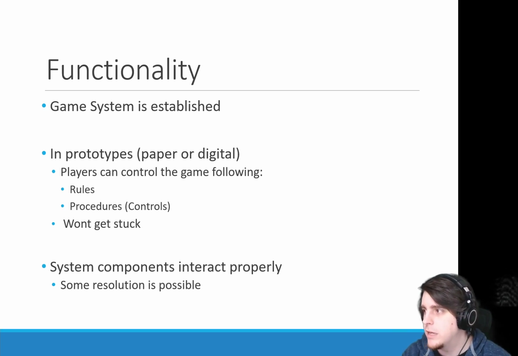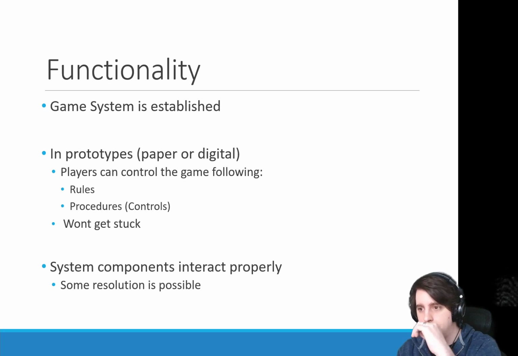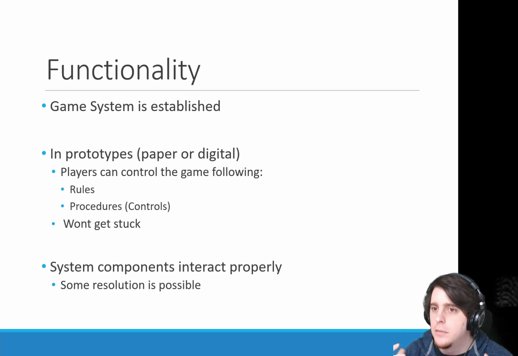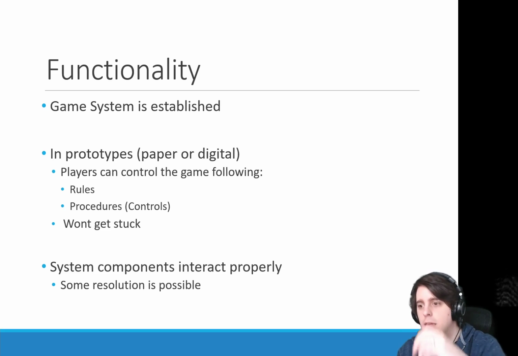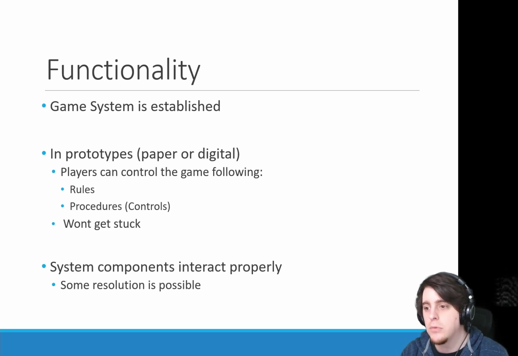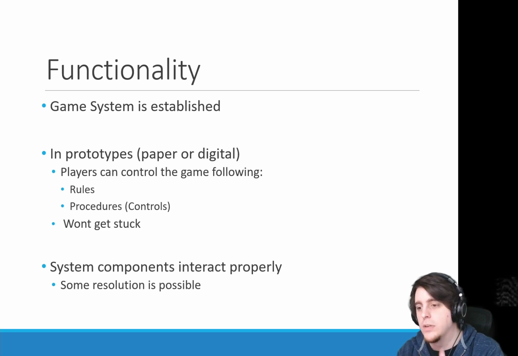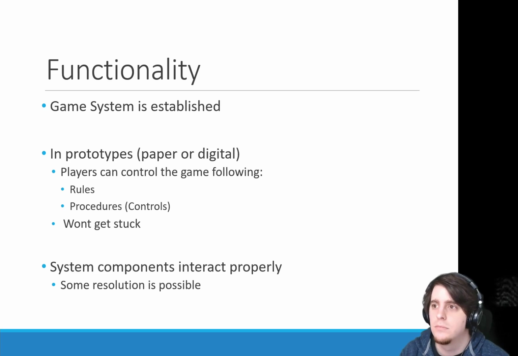Maybe the input is I press A, the output is my character jumps. The input could be more broad than that, so the player actually interacting with all of the controls to complete a level, and the output would be some kind of victory for them, right? But in general, let's say this means that players can use the controls and make the game progress in some way, right? Whether it's a physical or digital prototype, it means that some components of that system are interacting properly, and as I said, some resolution can be achieved.